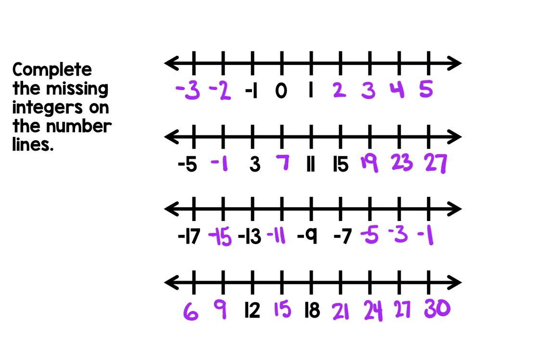Here we have the number lines filled out. So this first one, we were going up by 1 each time. The next one, we were going up by 4 each time. Then we were going up by 2 each time. These were all negative, though. It was a little tricky. And the last one, we're going up by 3 each time.